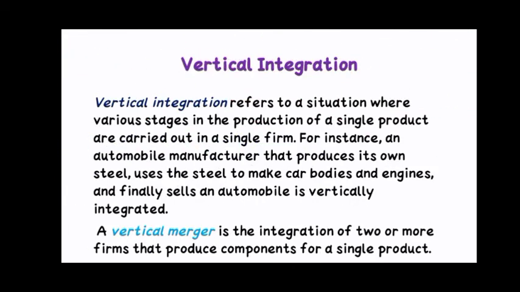So let's define the vertical integration. Vertical integration refers to a situation where various stages in the production of a single product are carried out in a single firm. For instance, an automobile manufacturer that produces its own steel, uses the steel to make the car bodies, engines, and finally sells an automobile is vertically integrated. A vertical merger is the integration of two or more firms that produce components of a single product.